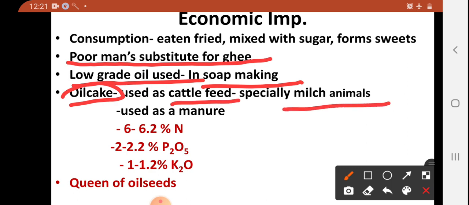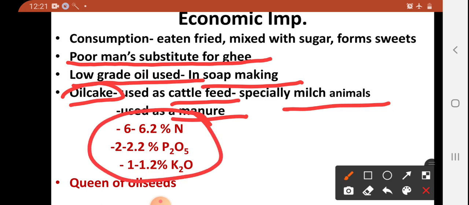That means milk giving animals, and these oil cakes are also used as a manure. If we are using these oil cakes prepared from this sesamum crop as a manure, it contains 6 to 6.2% nitrogen, 2 to 2.2% phosphorus, and 1 to 1.2% potassium.